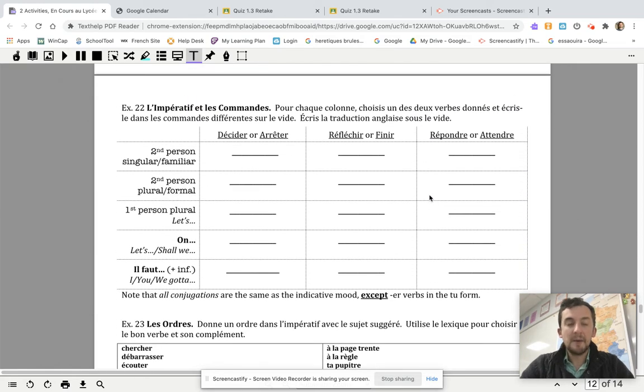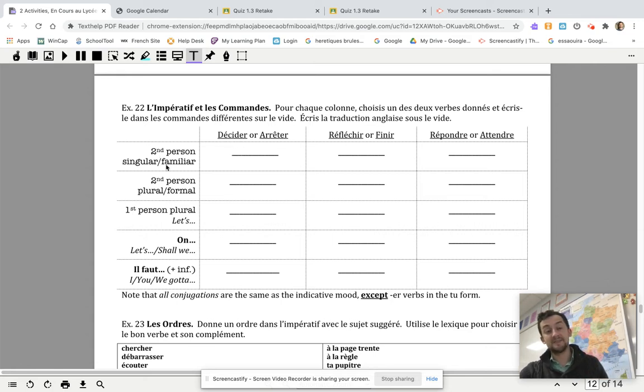D'accord? Next is some practice with the imperative and commands. So first is just a review. L'impératif et des commandes, imperative and commands. Pour chaque colonne, for each column, choisis un des verbes donnés, choose one of the given verbs, et écris-le dans les commandes différentes sur le vide, and write it in the different commands on the blank.